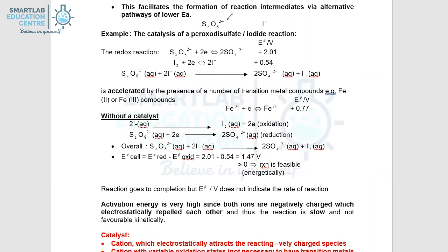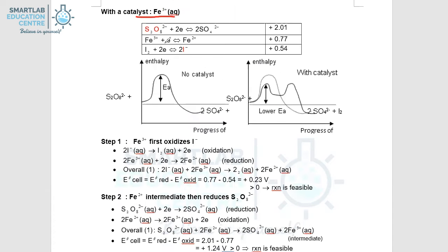First, the activation energy between S2O8 2- and I- is extremely high, since both are negatively charged and they electrostatically repel each other. So with the use of Fe3+, for example, which can reduce to form Fe2+, and Fe2+ can then also be oxidized back to Fe3+. So with that, let's list down all the standard electrode potential values that we can take from the data booklet.